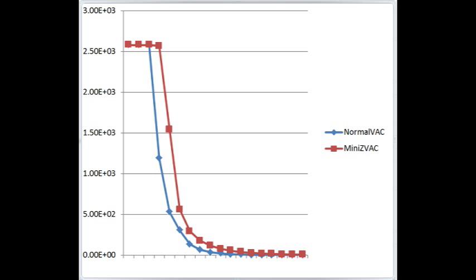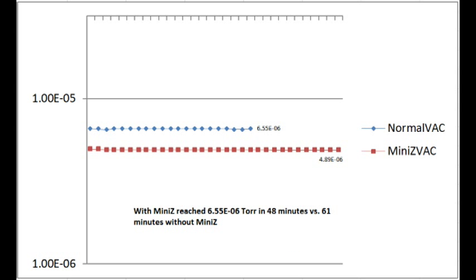Now, at the other end of the spectrum, after pumping, leaving the miniZ on for 15 minutes, turning it off, and then looking at what happens 60 minutes later, we can see that the miniZ reaches a lower ultimate vacuum, 4.89 times 10 to the minus 6 versus 6.55 times 10 to the minus 6 for the normal pump down. And also, the miniZ reached that 6.55 times 10 to the minus 6 in 48 minutes versus 61 minutes without the miniZ. So what this shows is that the miniZ can effectively desorb water vapor in small chambers and load locks.